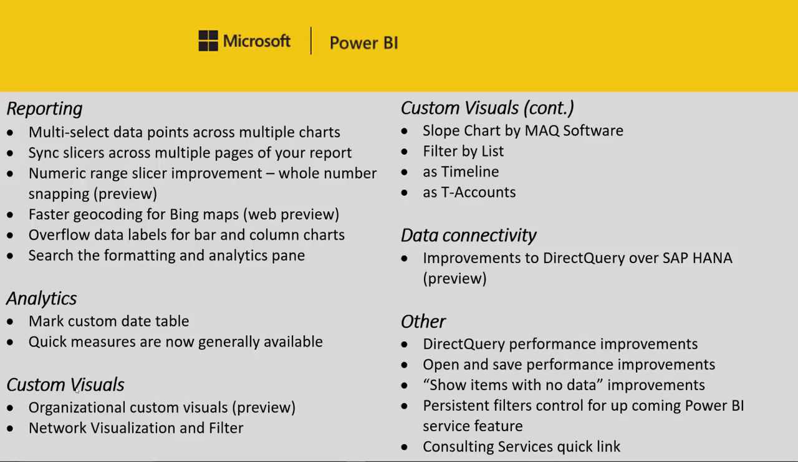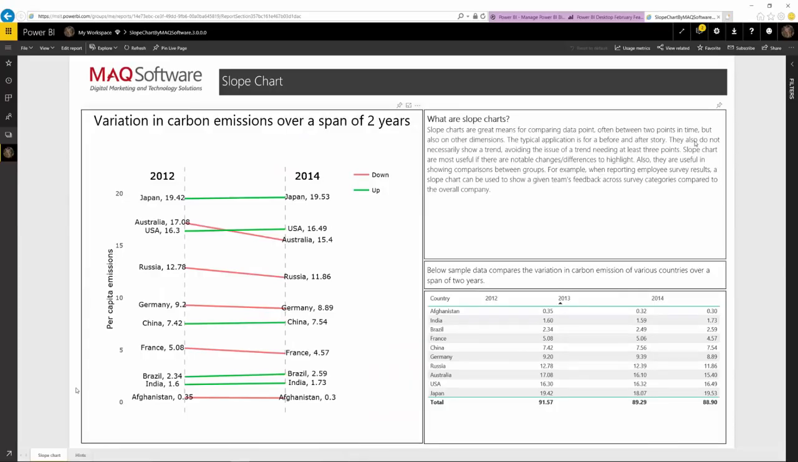The next visual is Slope Chart by MAQ Software. The slope chart visual is all around being able to see the difference between two points in time. So you can see a previous and a current, or now and what we predict the future to be, to be able to see those differences between those two values. This is an R visual, so it's a little different than most of the ones I show you. I usually show you the standard JavaScript custom visuals.